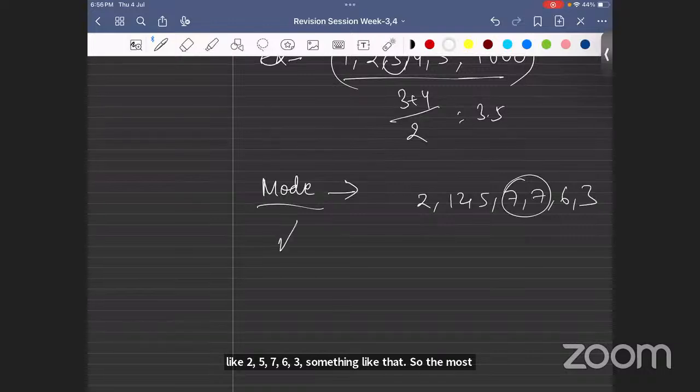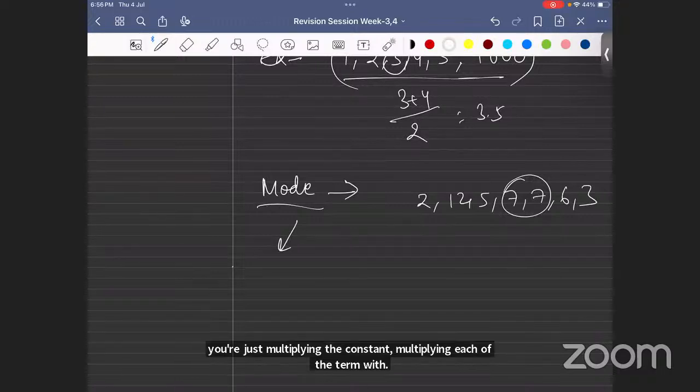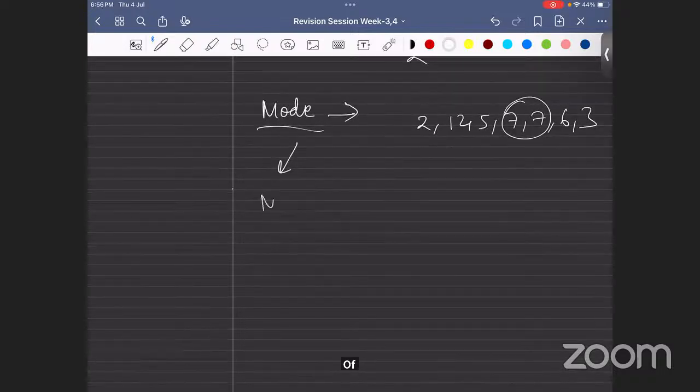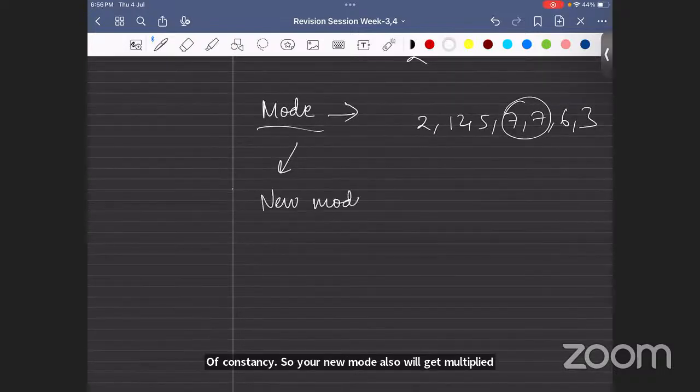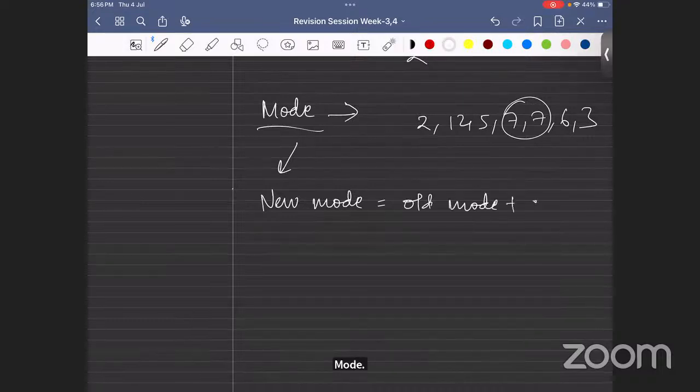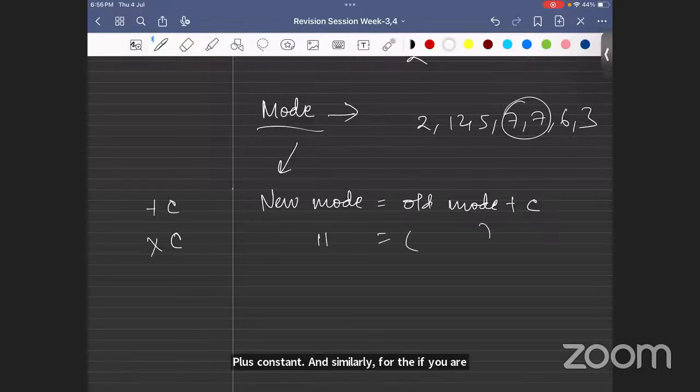And here also, if you are adding some constant C, the mode will also get added by C. And if you are multiplying each term with some constant C, your new mode also will get multiplied by that constant. So the new mode is the old mode plus C when adding, and the old mode times C when multiplying. Here also it is the same thing.